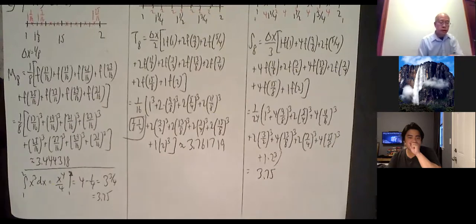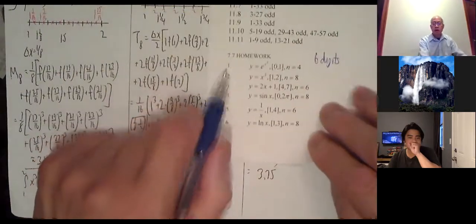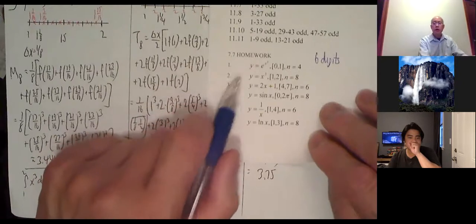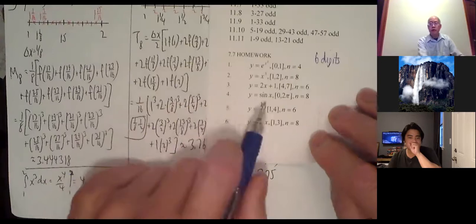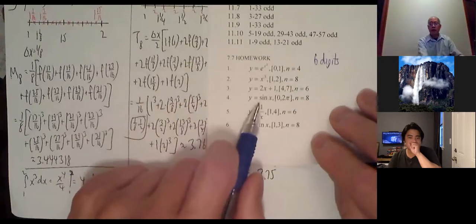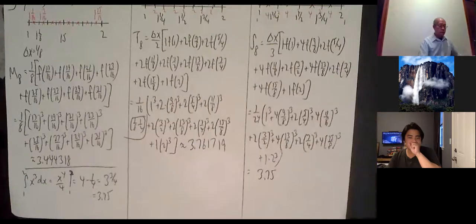All right, so that's 1 and 2. Okay, what time is it? 8:50-ish? Okay, so I wanted to show you, for 1 and 2, 2 midpoints, 2 trapezoidal, and 2 Simpsons. The last one I'll show you is number 4, and I'll do all 3 at the same time. So y equals sine x between 0 and 2 pi, and n is equal to 8.